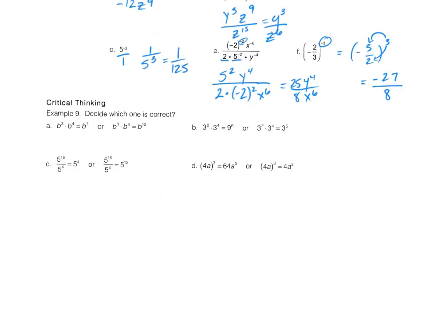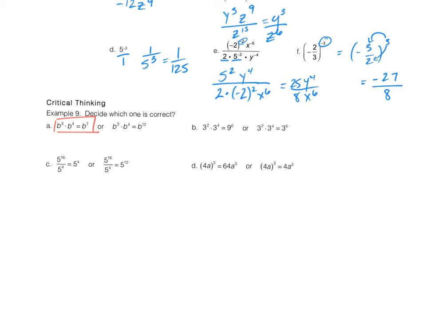Next, we're going to look at some critical thinking problems. So for each of these, we're going to decide which one of these statements is correct. In A, we're looking at a product, and then they have a power. So this is going to be the product rule, which means that I add the exponents, giving us this choice. All right, 3 plus 4 is 7.